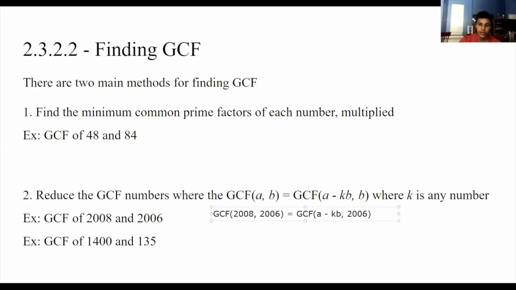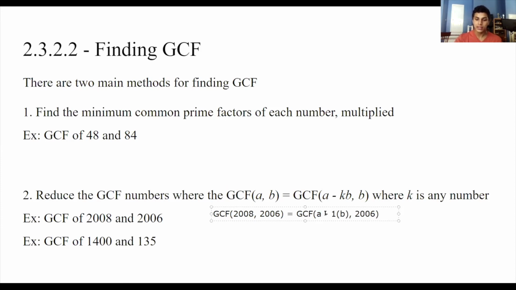This is where it's tricky, because this is where you could get confused and not know which number to put here. We know that the greatest common factor of 2008 and 2006 is equal to the greatest common factor of whatever this simplifies to and 2006 as well. So it says A minus KB, where K is any number. Well, if K can be any number, then I could say K is 1, I could say K is 10, I could say K is 1,500, or whatever amount that I wanted. But for this example, I'm just going to keep K as 1, which would simplify to A minus 1 times B.